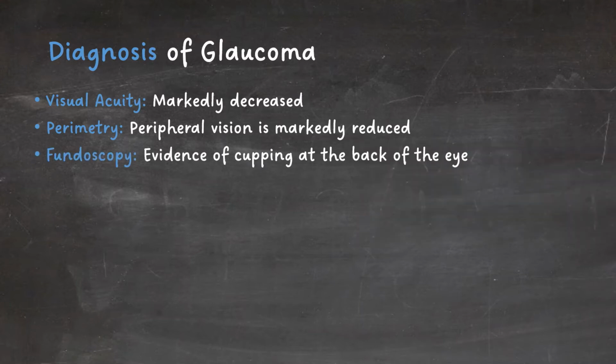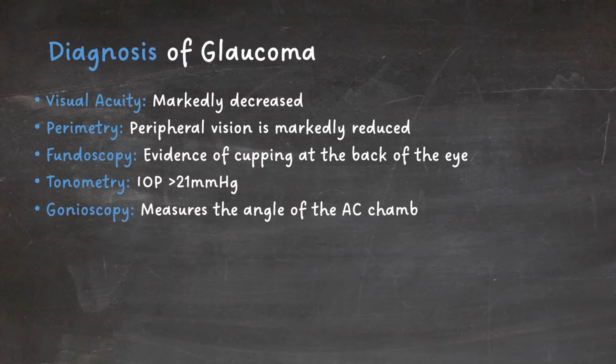We can also inspect the fundus of the eye with an ophthalmoscope, which will display cupping and blanching of the optic disc. We can measure the pressure of the eye with tonometry, which in acute settings will always be greater than 21 millimeters of mercury. Even in the most severe of cases, pressure can be as high as 40 millimeters of mercury.